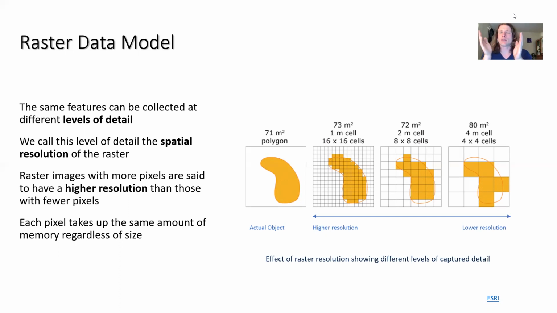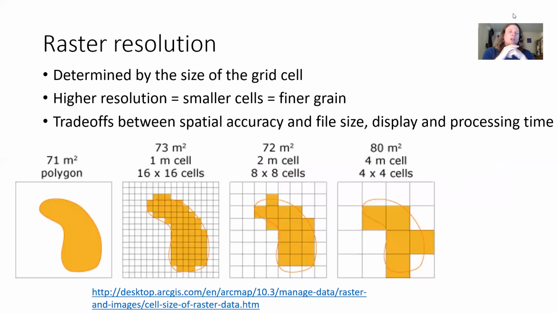And if you decrease the resolution even more to 4 meters by 4 meters, we see that the area estimation starts to get way farther away from the actual value. And the detail of this pool is not very good. You can't really make out that it's a kidney-shaped swimming pool anymore. So to recap, the resolution is determined by the size of the grid cell. Higher resolution equals smaller cells equals finer detail.